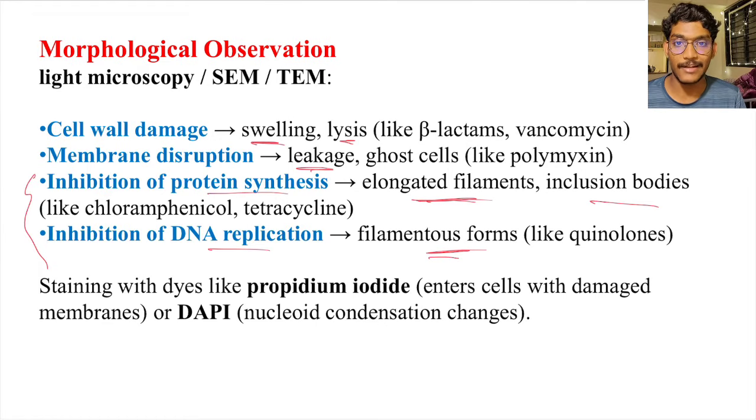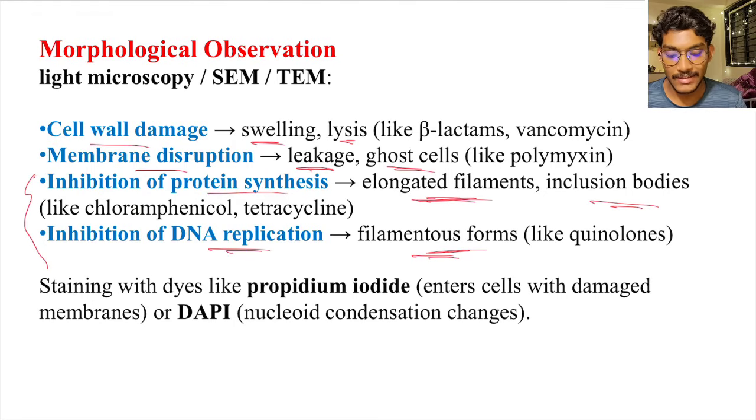But because of the lack of certain proteins, the cell will not be able to divide. Therefore, if there is swelling or lysis, the drug is probably affecting the cell wall synthesis pathway. If there is leakage or appearance of ghost cells, like a cell with everything leaked out, there is nothing inside the cell, then the drug is probably causing membrane disruption. If there is appearance of elongated filaments or inclusion bodies, then the drug is probably targeting the protein synthesis pathway. But if there is the synthesis of filamentous forms, then probably the drug is targeting the DNA replication pathway.